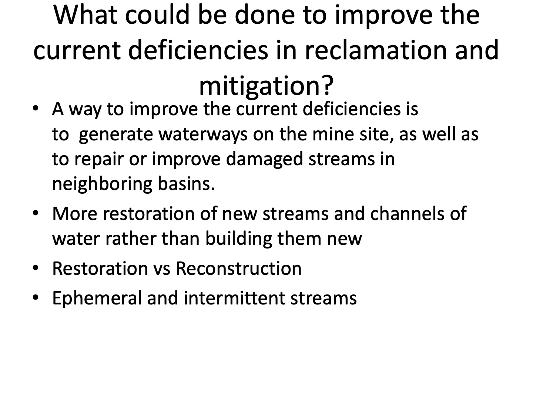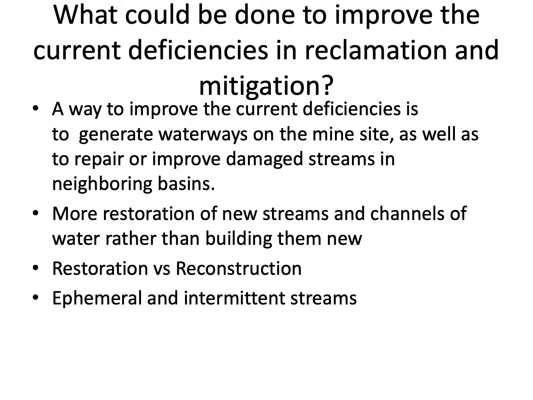What could be done to improve the current deficiencies in reclamation and mitigation? A way to improve these current deficiencies is to generate waterways on the mine site, as well as to repair and improve damaged streams in neighboring basins or watersheds.